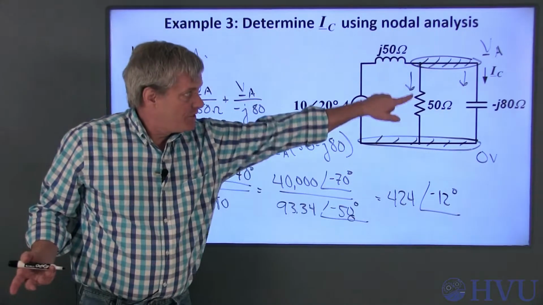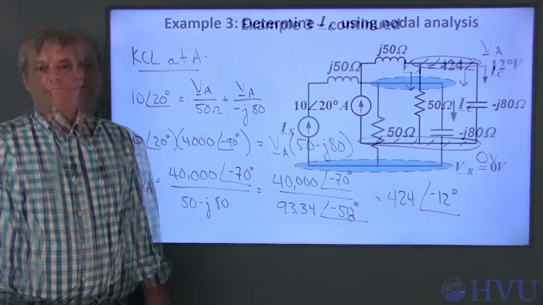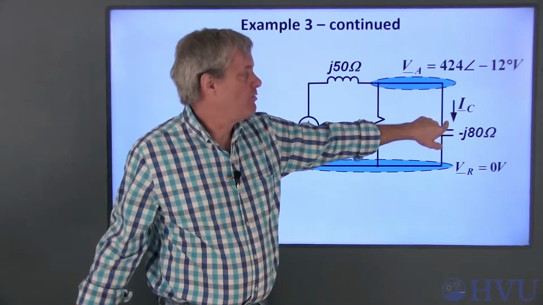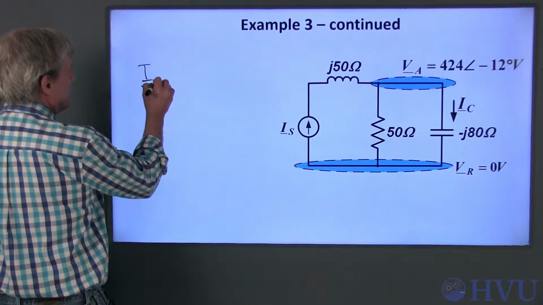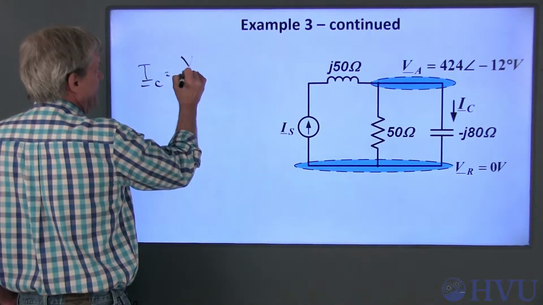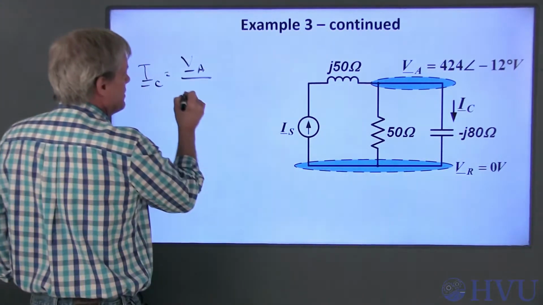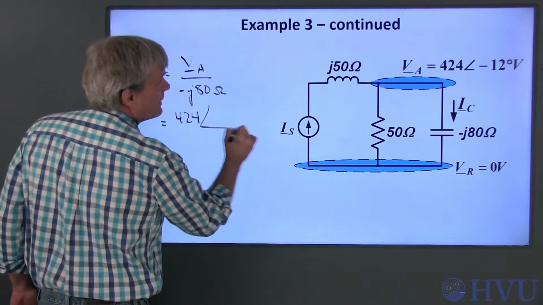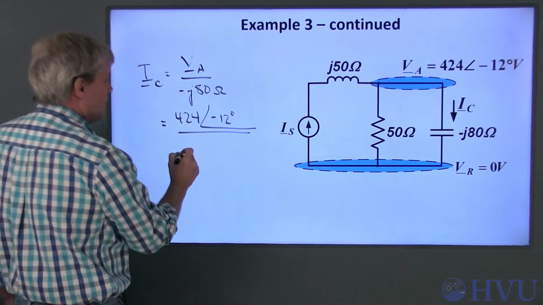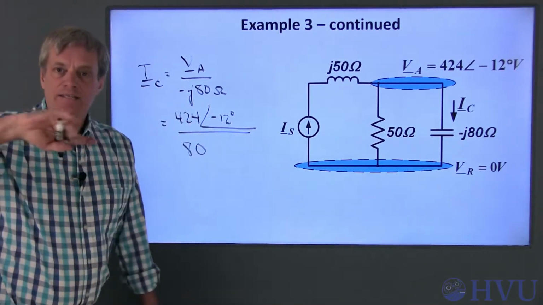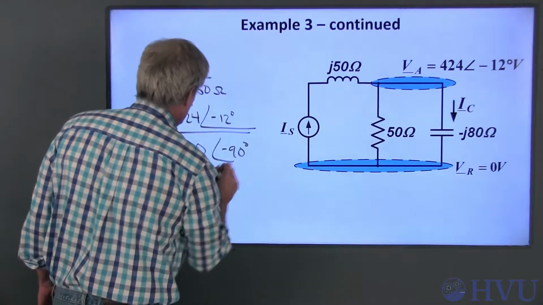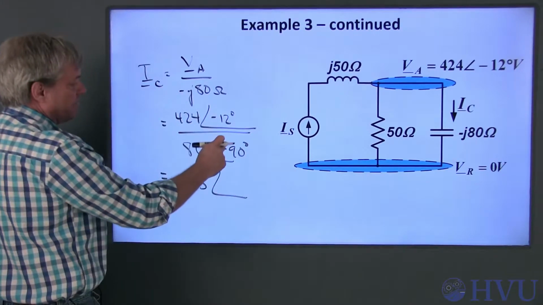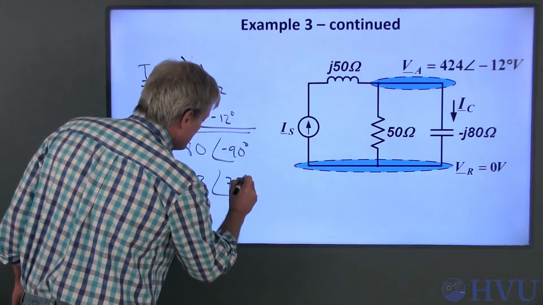Now let's use this voltage to determine the current I sub C. Now we've got our node voltages. We can find this current the way we would do it for a resistive network. So this current, I_C, is this voltage, V_A, over negative J80 ohms. So this is 424 at an angle of minus 12 degrees over 80, and negative J has an angle of negative 90 degrees. 424 over 80 is 5.3, and negative 12 minus a minus 90 is plus 78 degrees.